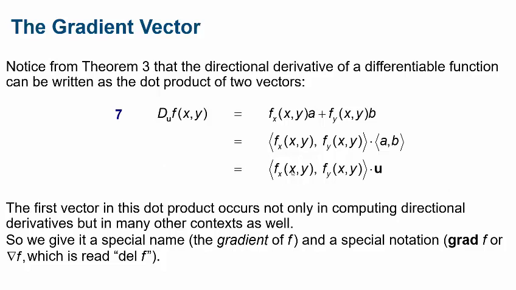So you can write it as the vector with the partial derivative of x, comma, the partial derivative of y, times the unit vector. This first vector in the dot product occurs not only in computing directional derivatives, but in many other contexts as well. So we give it a special name, the gradient of f, with a special notation: grad f, which is also read as del f. Sometimes I will call it just the gradient of f, or you might hear me call it del f as we go through this, and that's just this part right here.